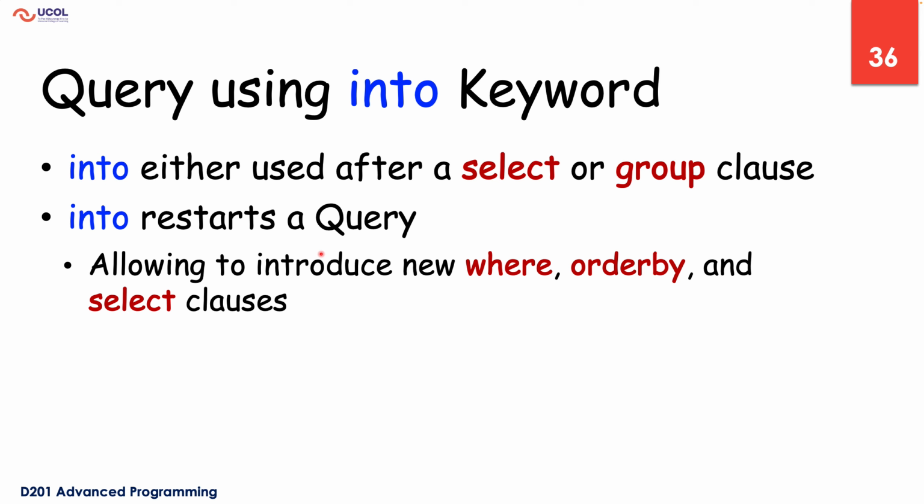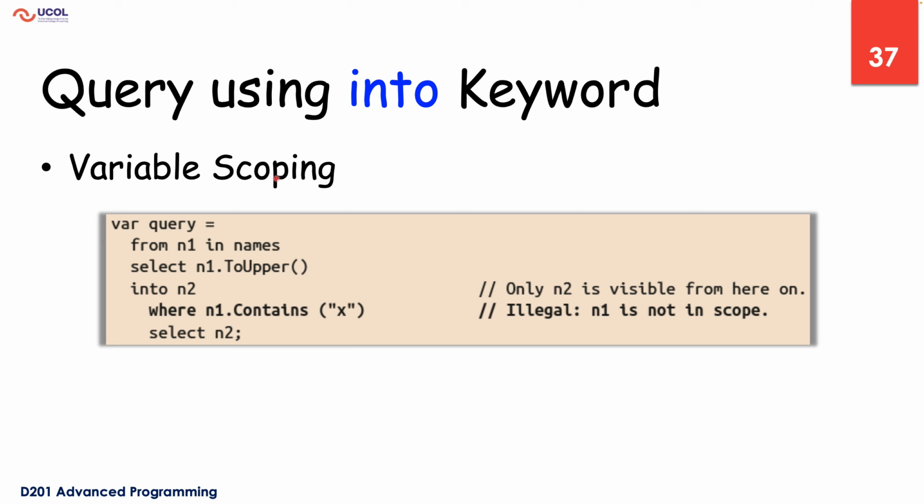Now, variable scoping. When you say from n1 in names select n1.ToUpper() into n2, once this first query has finished, we can't use n1 again in the later query, because it is not in scope; it can't be recognized. Yes, we can use n2 but not n1. So we need to be careful that the variable we use in the first query can't be used in the second query after the into keyword.